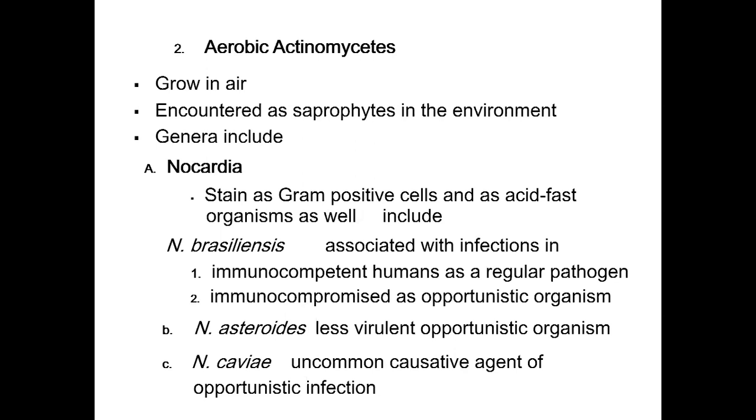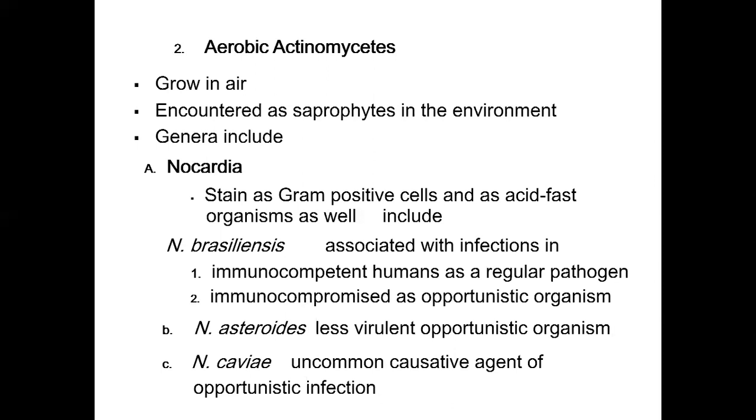So as a genus, Nocardia has several species. We have just mentioned a few of them. One of them is called Nocardia brasiliensis. This particular species is associated with infections in immunocompetent humans as a regular pathogen. So in that context, it is regarded as a regular pathogen. But on the other hand, it's also associated with infections in immunocompromised people. And when it causes infections in immunocompromised people, because of their immunological status, it is an opportunistic pathogen. So it is a regular pathogen as well as an opportunistic organism.